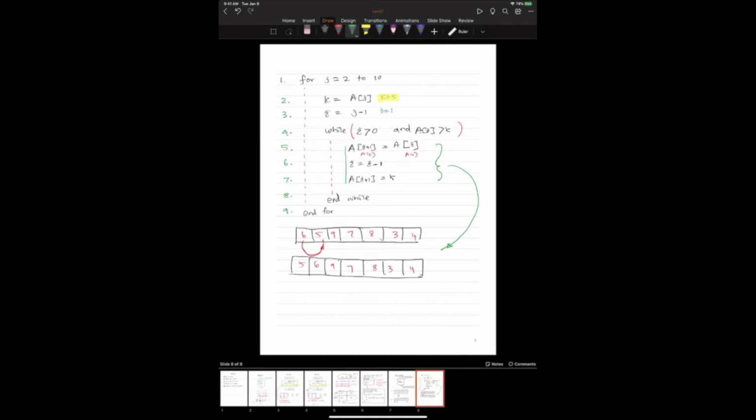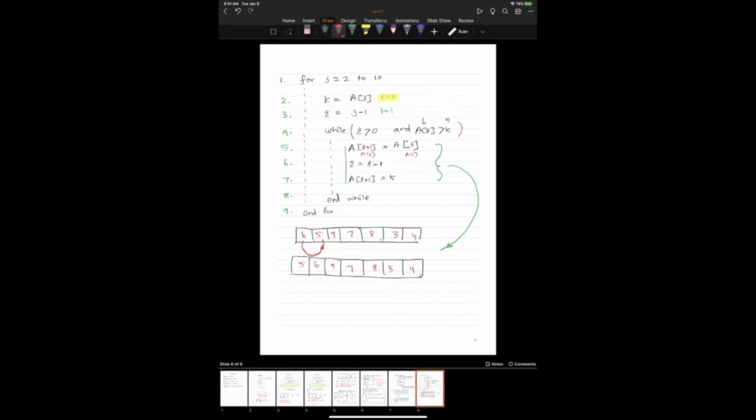For j is equal to 1 to 10, we add j is equal to 2. So j is equal to 2 to 10. We add j is equal to 2 now. K is equal to aj. So aj means a2 is 5. So k is 5. I'm saying i is equal to j minus 1. So i is 1. The while loop is run when i is greater than 0, and ai, which is i is 1. So ai means 6.